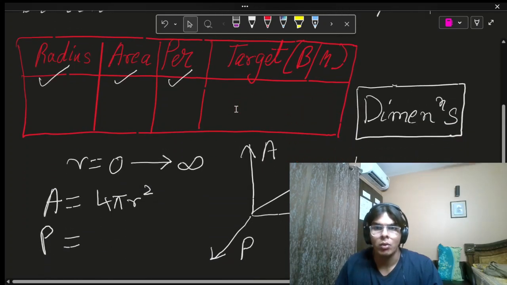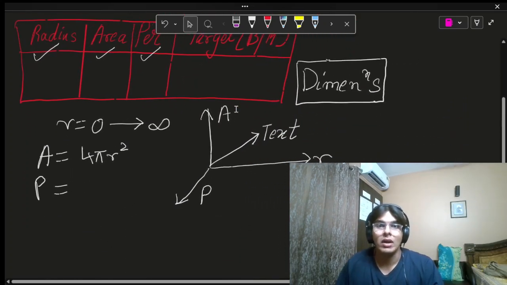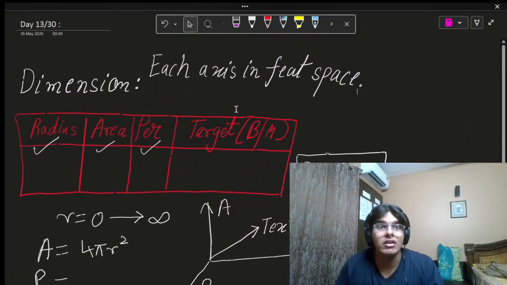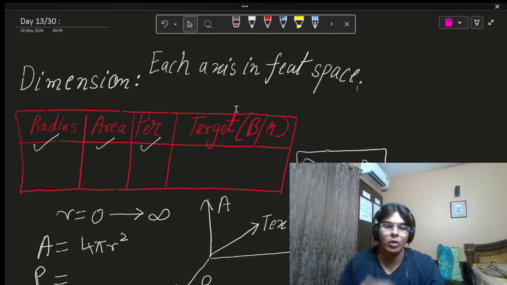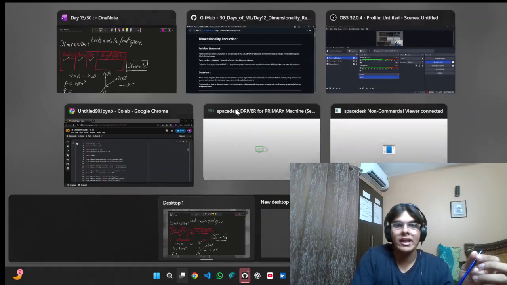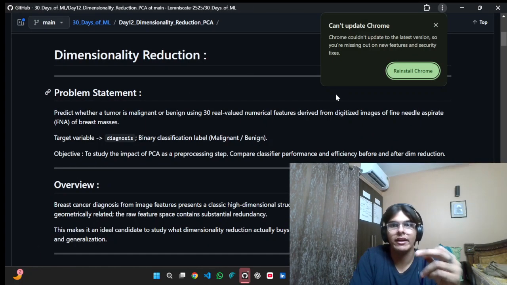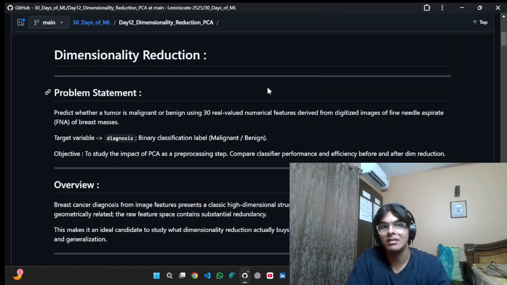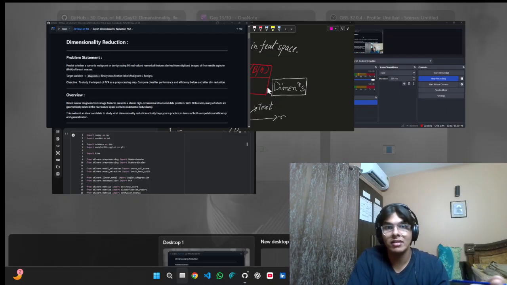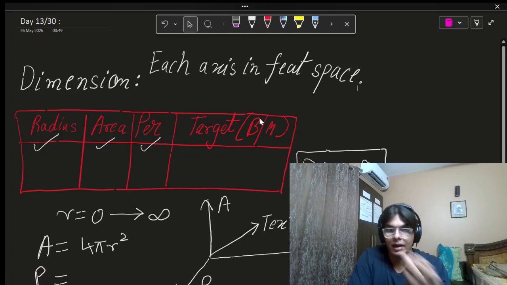Now comes the main question. What happens when these dimensions increase too much? Because if you look at the problem statement for today, it is dimensionality reduction. See right here, dimensionality reduction. So we have to reduce the dimensionality, which means that at some point it is too much. So when does it become too much? What happens then? Let's discuss that.